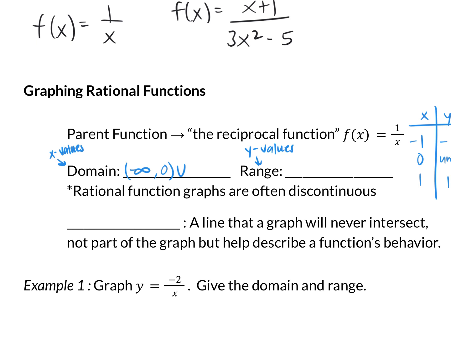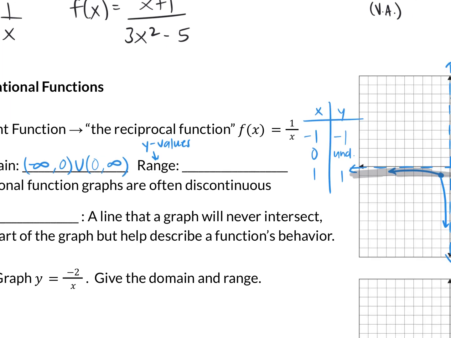And then I can't have 0, which is why I have that parentheses, but then I also go all the way to infinity. So I would have included 0 to infinity. So there's 2 parts of that graph. Okay, then my range is going to be all of my y values.